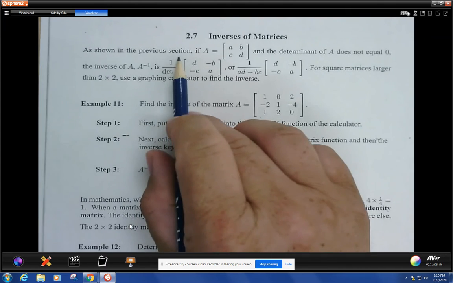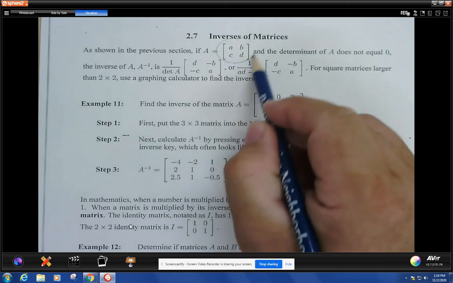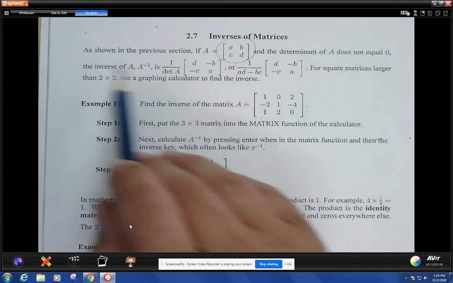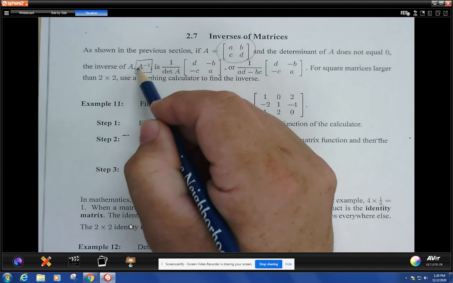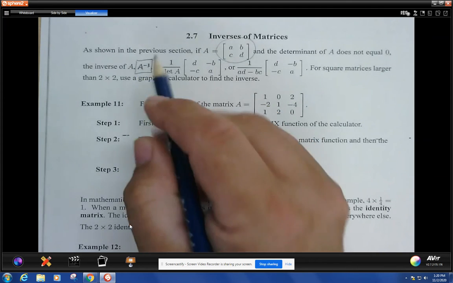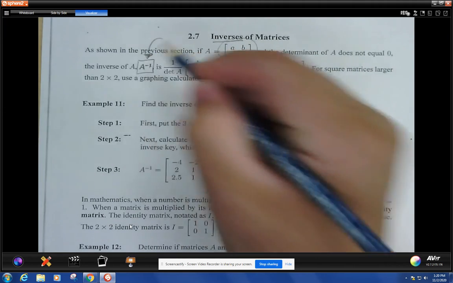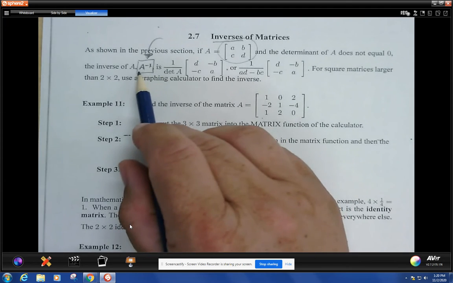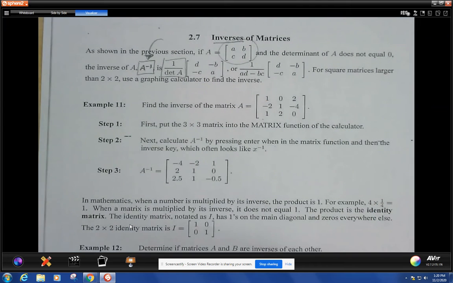So it says, as shown in the previous section, if matrix A equals this, and we remember this little format again from determinants, and the determinant of A does not equal 0, then the inverse of A, and I want you to look at this notation right here. It's got A to the -1 power, okay? So when we're talking about inverses, this is how they notate inverses, A to the -1 power. It says that the inverse, or A to the -1, is 1 over the determinant of A. So it kind of reminds you of the reciprocal of the determinant.